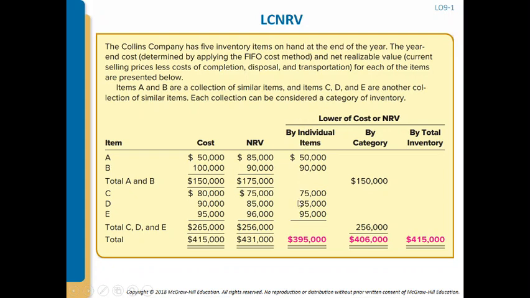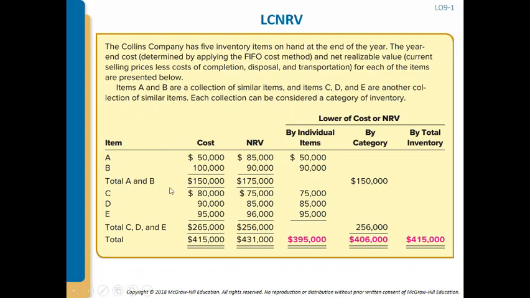You just total those up, and what you come up with is 395,000. That's lower than the cost of all those individual items, which is in the first column, cost. So here you're going to have a write down of $20,000 if you do this LCNRV by individual items.